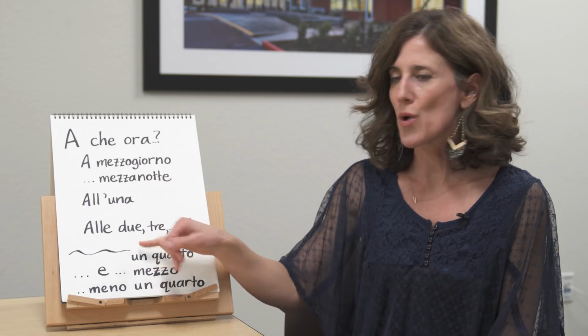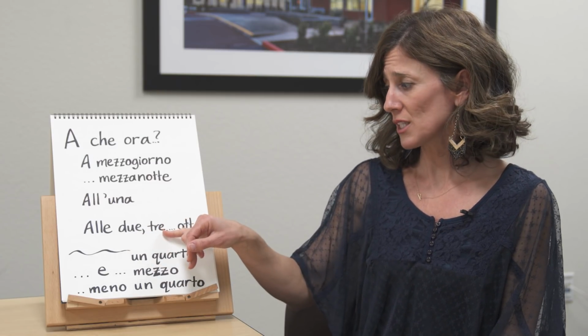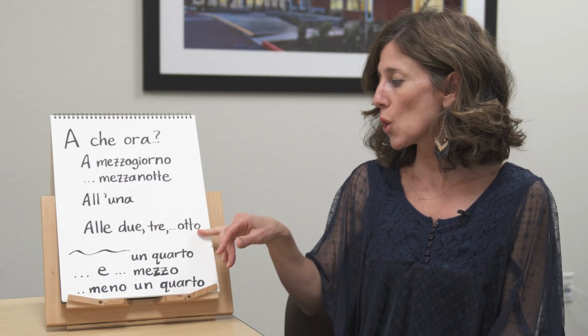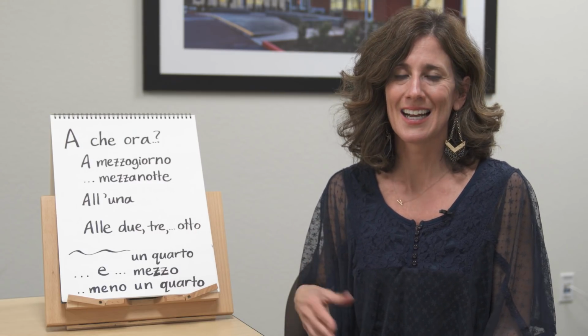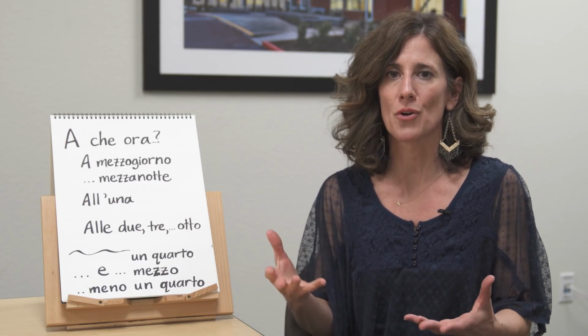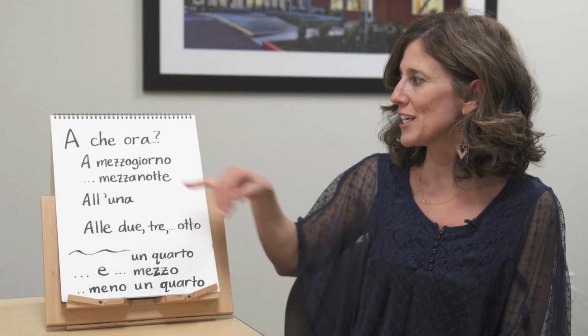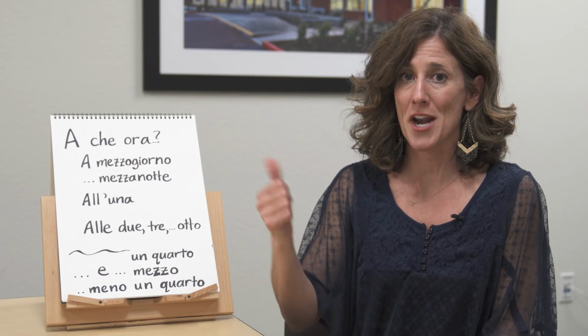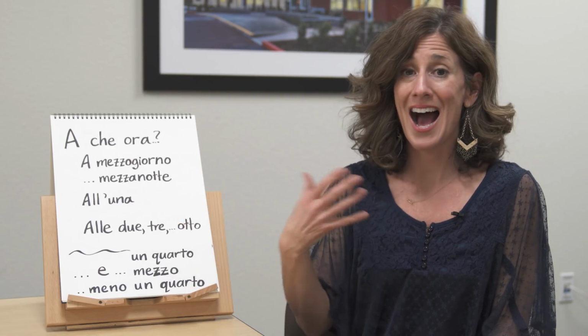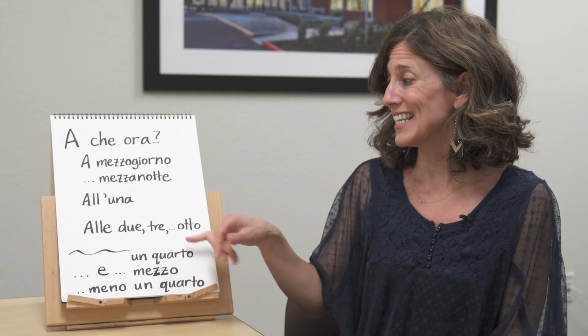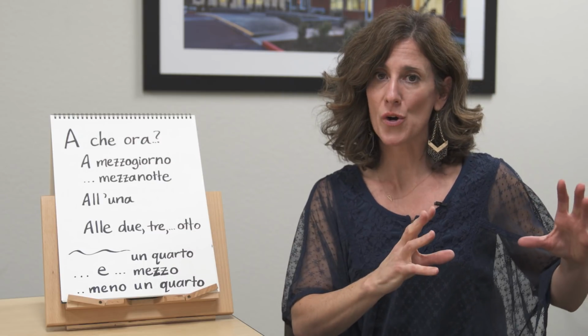So here I wrote due, that's 2. Tre is 3. Otto is 8. And I have a video on numbers. If you don't know how to count yet, you can look at that video on numbers. So three different choices when you're answering a che ora: a, okay? All' or alle. So that's the hour part of the time.